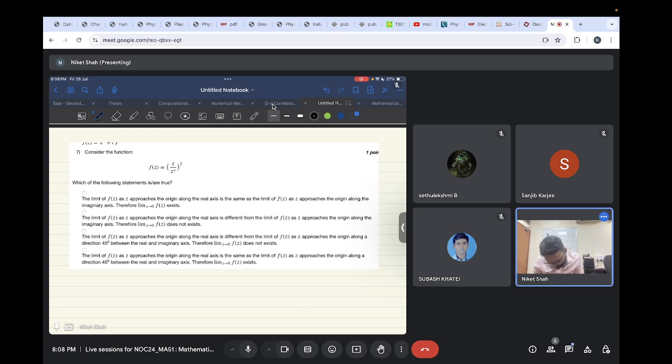The third option is telling me about the approach angle to be 45 degrees. If you check the third and fourth options, they are talking about the approach angle being 45 degrees. So basically, this question requires you to tackle multiple cases. We'll have to check the limit when z is approaching the origin from the real axis, the imaginary axis, and at a 45-degree angle. We'll try all these three and see which of the statements is correct.